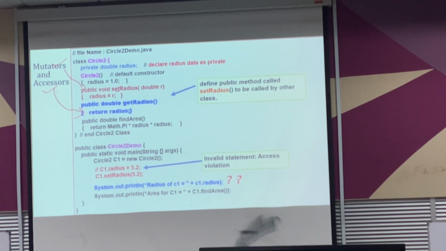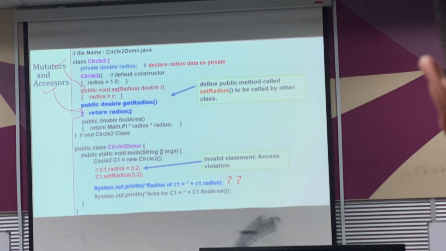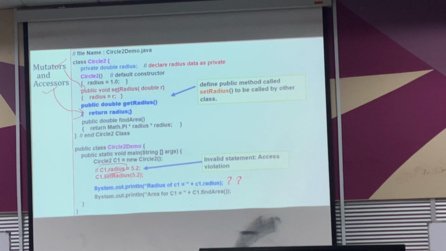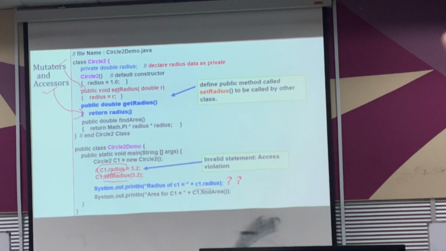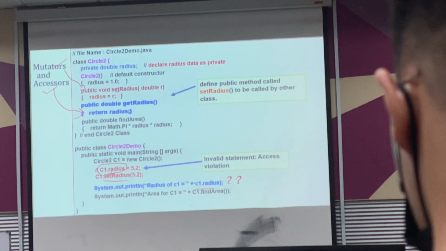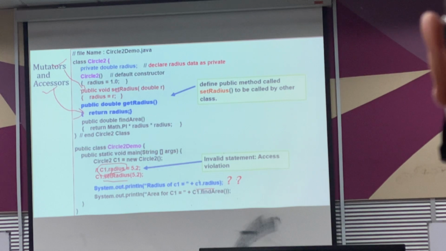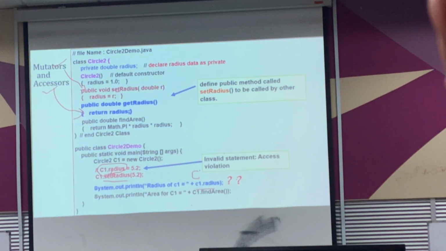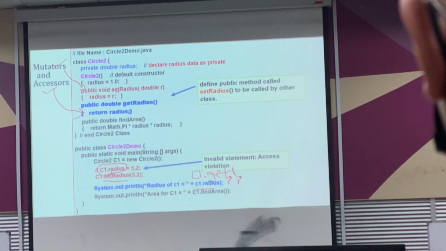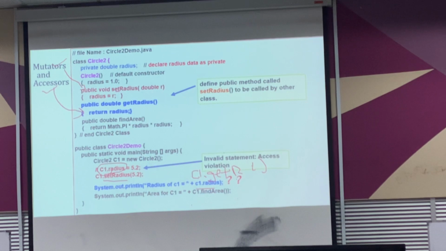A set method is a mutator. This one is a get method. So you cannot use this approach anymore in the future. I don't want to see this in the assignment either. Don't directly access the data members. You need to use at least the methods called setter and getter to do it. Then what do you need to change here? For c1.radius, in case I want to print my radius, what should I change it to? Using getRadius. Okay, getRadius to return the answer. Alright.